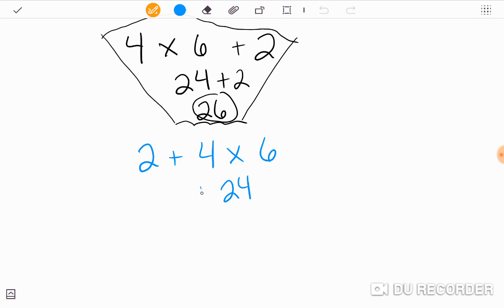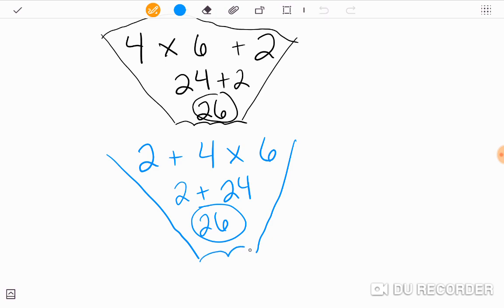We bring everything else down. We don't have division, but we do have addition. 2 plus 24, it's still 26. When you compare, the answer is still the same because of the order of operations. The order of operations tells you, hey, do it in this order. And because of that, it doesn't matter which order you put it in, as long as you have the same operations, you're still multiplying here the 4 and the 6, you're still multiplying here the 4 and the 6, you're going to get the same answer.